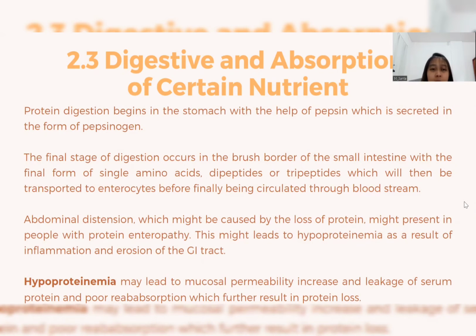So now I'm going to explain about the digestion and absorption of certain nutrients. Protein digestion begins in the stomach with the help of pepsin, which is secreted in the form of pepsinogen. The final stage of digestion occurs in the brush border of the small intestine with the final form of single amino acids, dipeptides or tripeptides, which will then be transported to enterocytes before finally being circulated through the bloodstream.